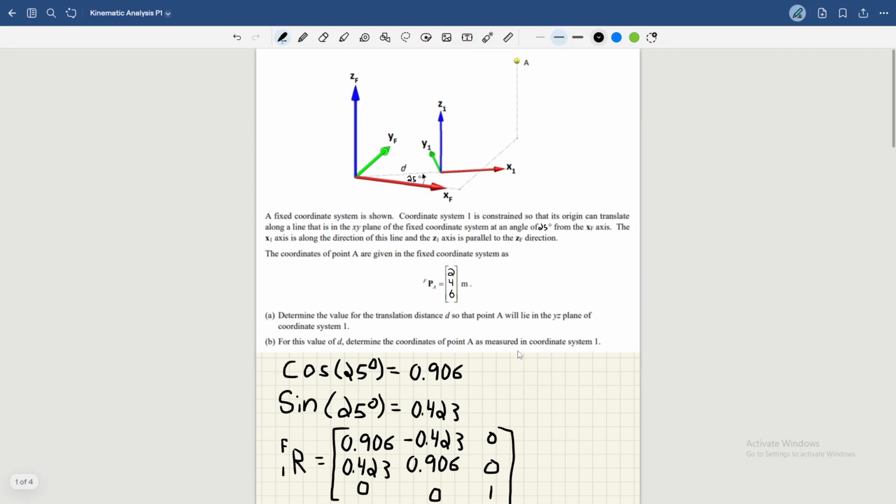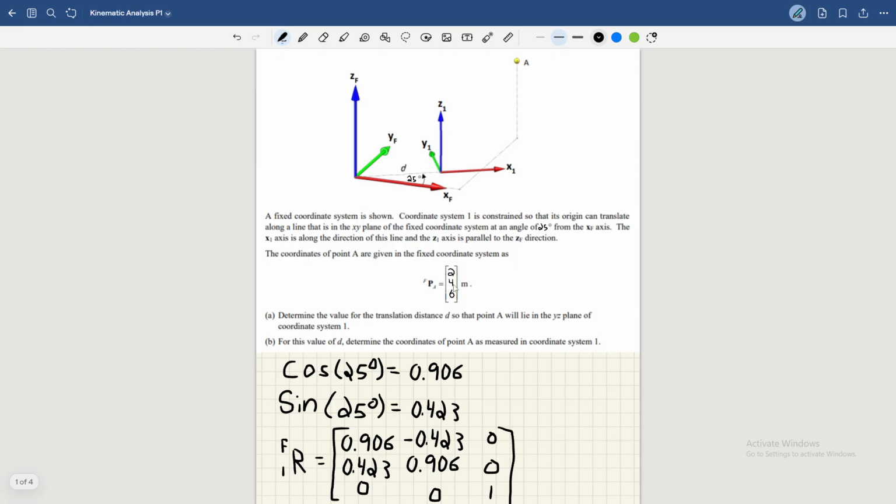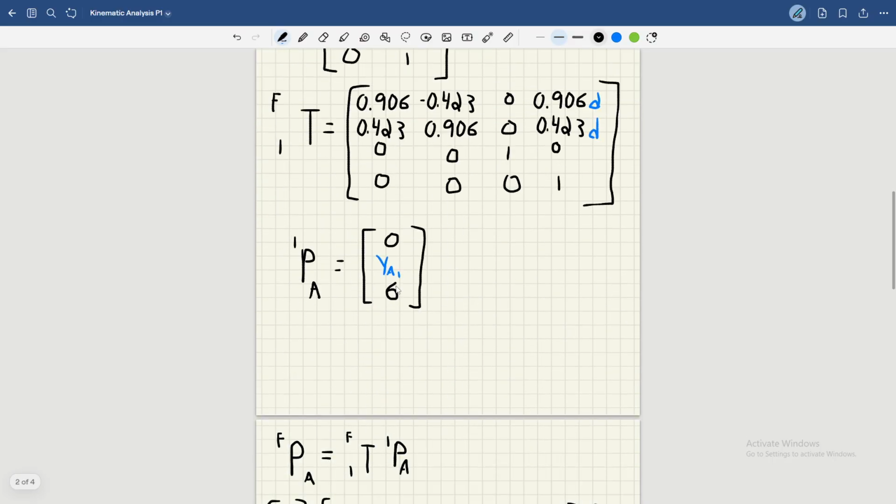Now remember how I said YZ is important? Because it's on a YZ plane, that means X is not affected. If X is not affected, that means it's going to be 0. As you can see here, the only variable I have is Y of A1. So Y is determined, and 6 is determined from here because Z is parallel. So we know the Z is going to be the same, so we could use 6. So it's going to be 0, Y of A1, and 6.